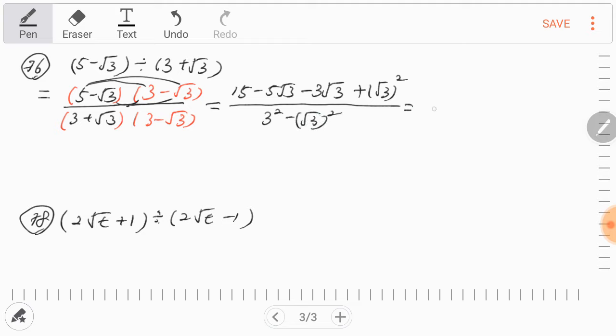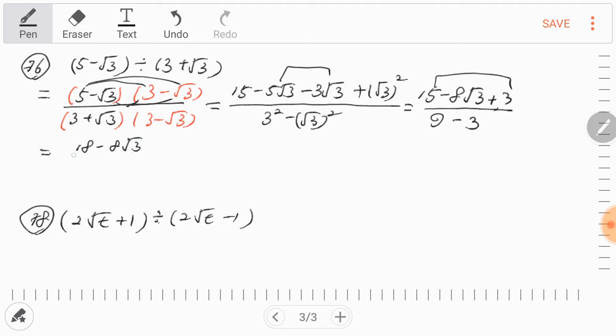Then this is equal to 15. Combine the like radicals: negative 8 square root of 3, plus 3. And then 9 minus 3. So 15 plus 3 in the numerator is 18 minus 8 square root of 3. The denominator, 9 minus 3, is 6.